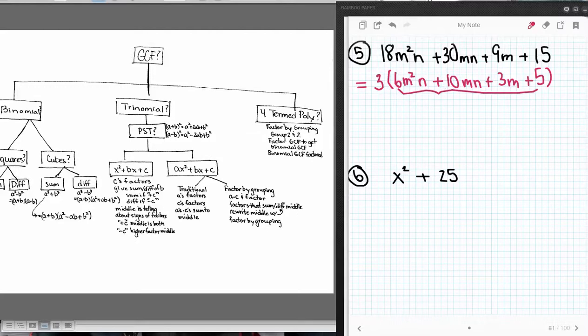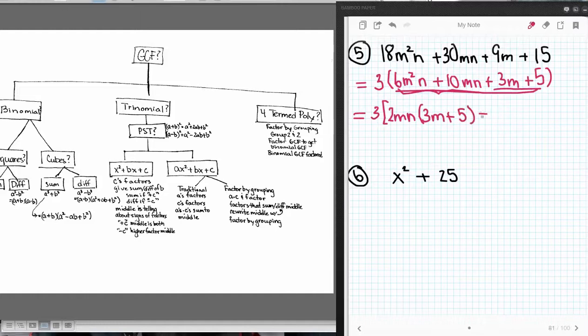Well, this one has 4 terms, so I'm going to see if I can factor it by grouping. So I group 2 and 2 to see if I can do the grouping. And so I have the 3 out here, don't forget about it, and then from the first 2 I can take a 2, and I can take an m, and I can take an n, and that would leave me with a 3m plus a 5.